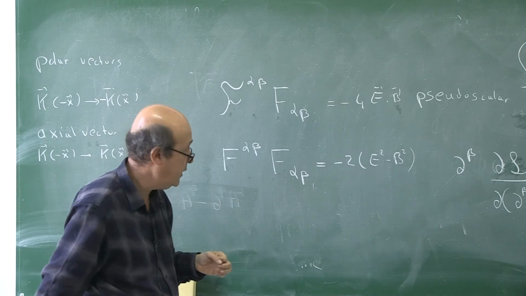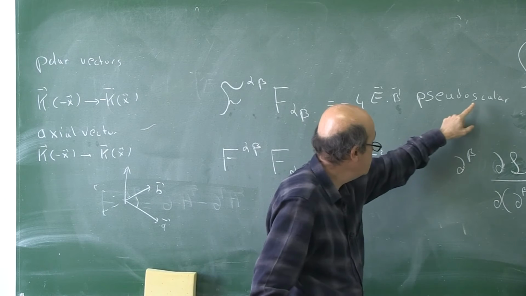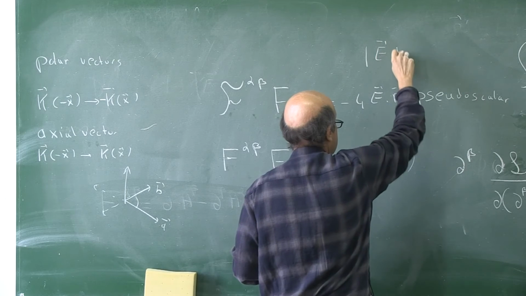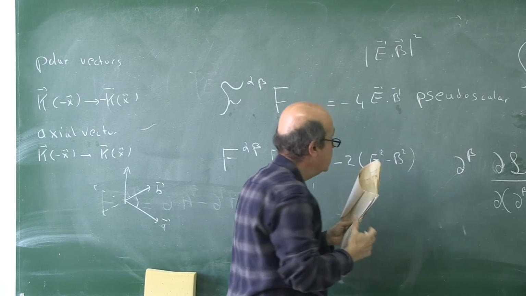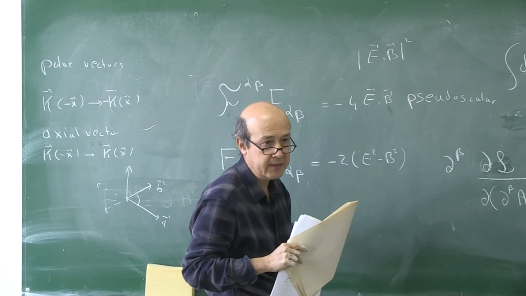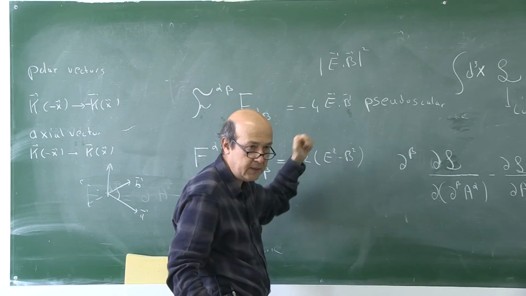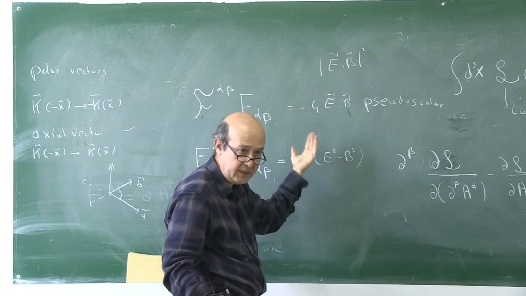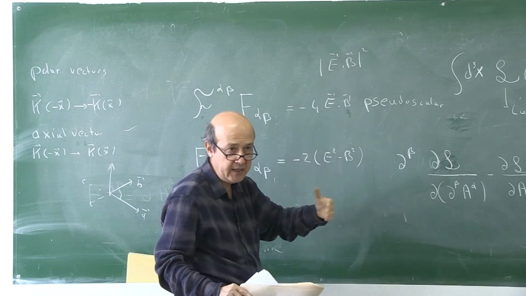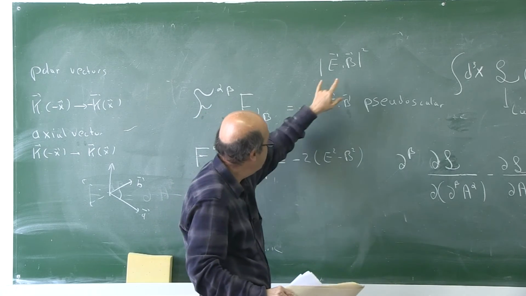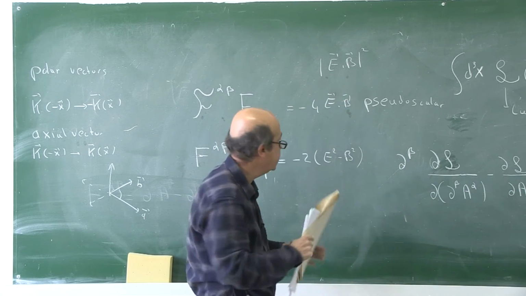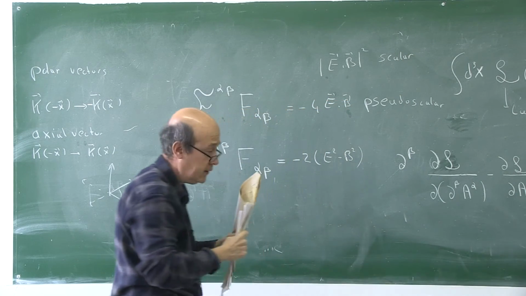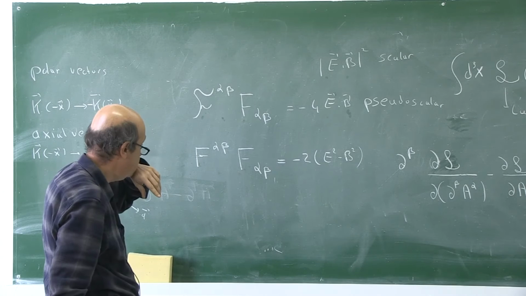One thing I have to tell you: this is a pseudoscalar, but if you take the square of this, it is not a pseudoscalar, that's a scalar. Because E goes to minus E, B stays B, so altogether it changes its sign under the parity inversion. But if you take the square of this, it is a scalar again. For more, you can look at Landau and Lifshitz also.